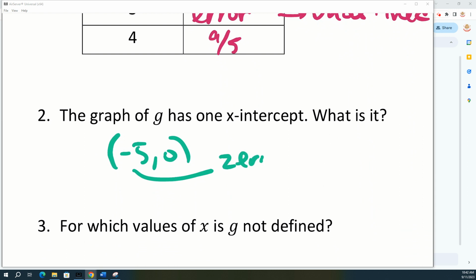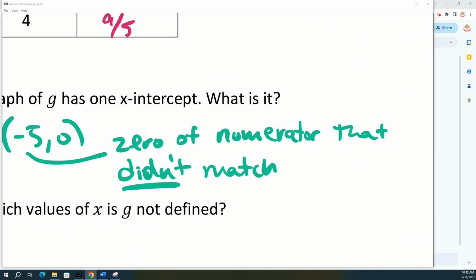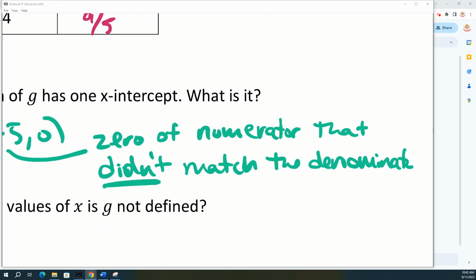That is the 0 of the numerator that didn't match the denominator. And that's not a coincidence. That's going to happen every time. That factor is going to give you your x-intercept.